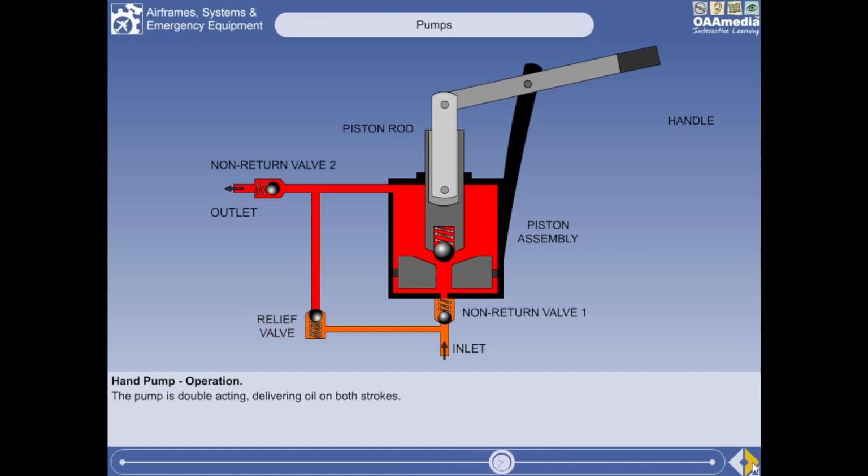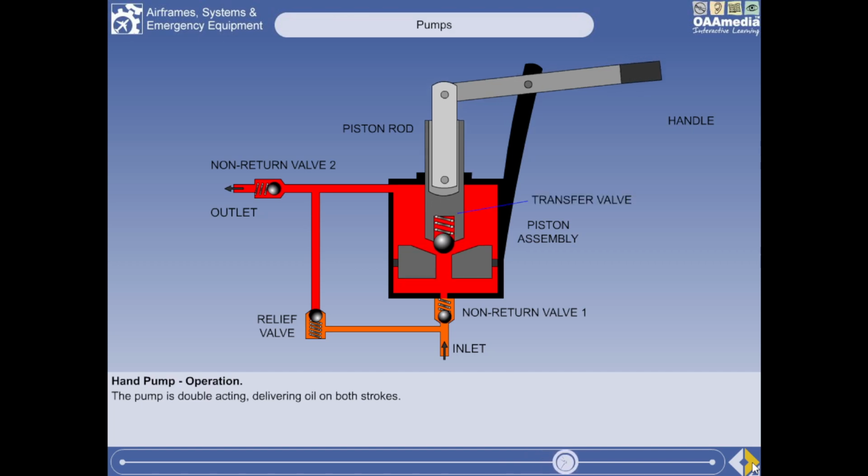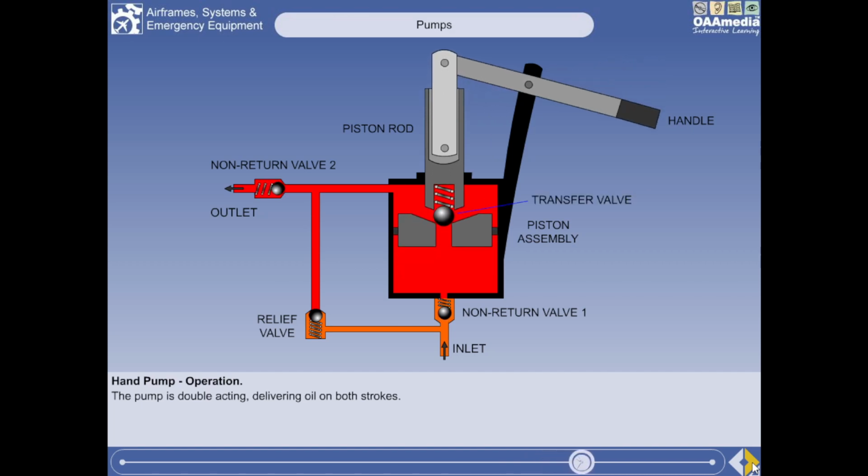Once the piston reaches the bottom of its travel, the handle will now be moved in the opposite direction, moving the piston assembly up again. As the piston moves up, the pressure above it will increase. The spring will close the transfer valve, and fluid from above the piston will flow through the outlet. There will be suction felt below the piston, and this will open NRV1, and fluid will flow in from the reservoir.